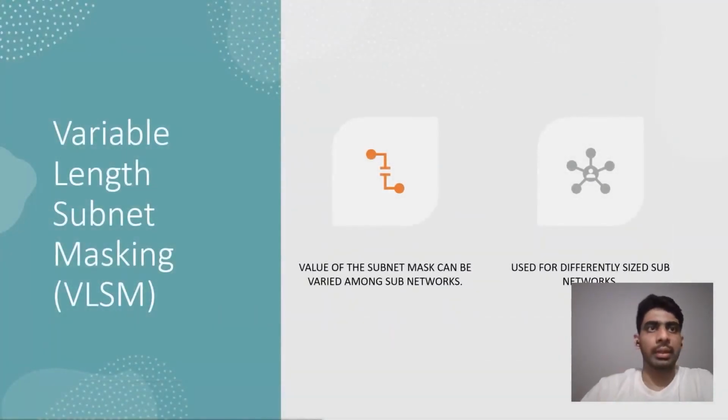So let's see how variable length subnet masking works. In variable length subnet masking, the value of the subnet mask can be changed. So there could be a subnet mask with 10 subnet bits, or 10 host bits, or 20 host bits, anything between 1 and 32. That's why it is known as variable length subnet mask. The length of the subnet mask will vary according to requirement. This is used to address the case of different size subnets. So this allows users to create different size subnets within the same network.